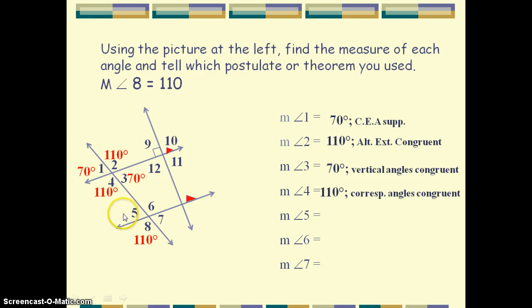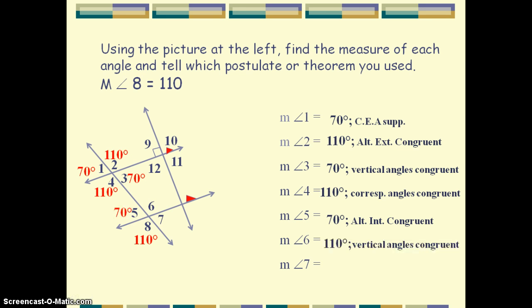Alright, moving on to angle 5. We already know that angle 5 is going to be 70 degrees, and I chose to use that 3 and 5 are alternate interior angles right here. We know that alternate interior angles are congruent.